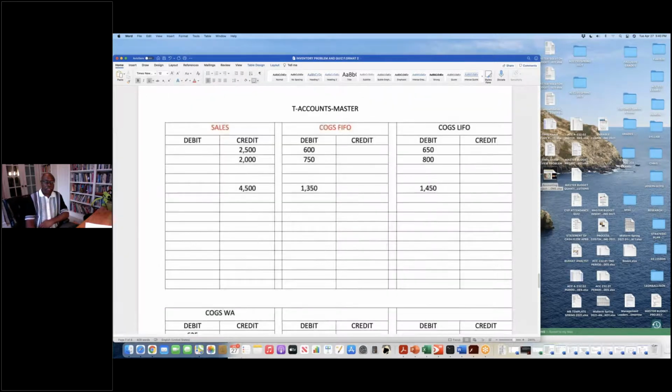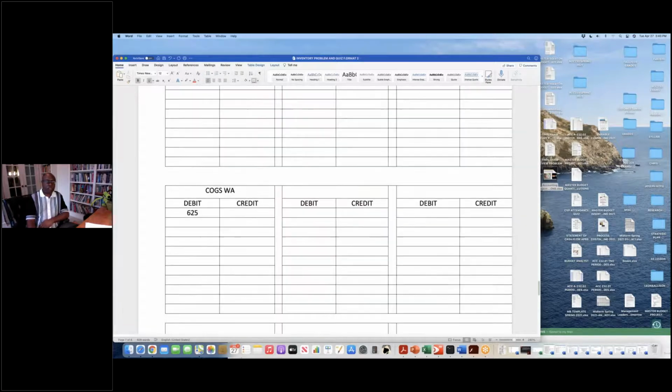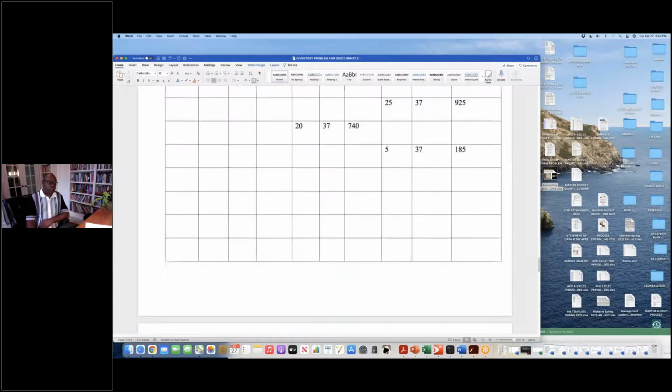Then we go back to that T account and we put a 740 in here. So then our total on the weighted average is going to be what? 1365. So then we're going to take the 1365.